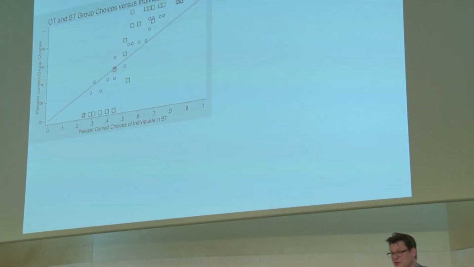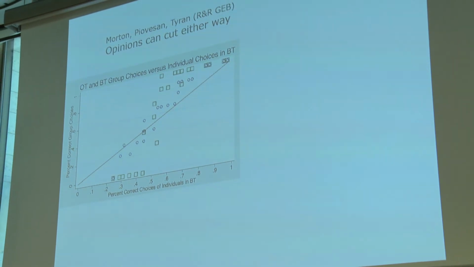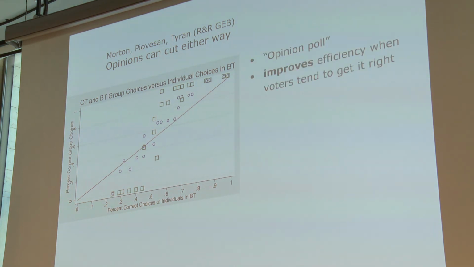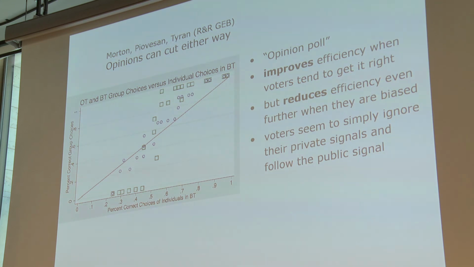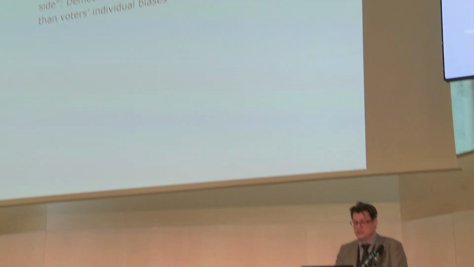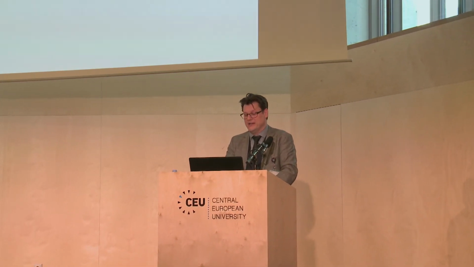So when people are biased and you let them vote and you give them an opinion poll in addition, in this experiment at least, they almost never made the right choice. So the opinion poll improved the efficiency when voters tend to get it right anyway, but it reduced the efficiency even further when they were biased. So the reason seemed to be that people just ignored their individual signals and followed the public signals, and in the paper we have a little model where we discuss when this is actually rational to do. So the upshot is that there is evidence for information aggregation, but there's also evidence for the dark side of the vote, and it's a bad idea to vote when people are biased. And communication, this type of communication at least, does not necessarily eliminate the problem. Here it just amplified the whole thing.